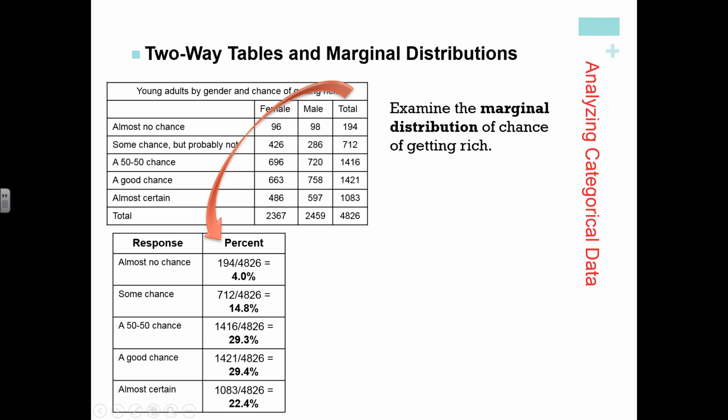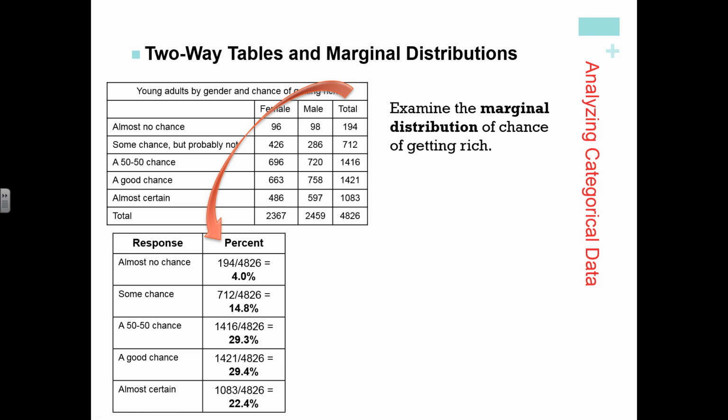For instance, our total of almost no chance of being rich is 194. That's a count. To get it to a percent, I'm going to take 194 and divide it by the grand total of 4,826. So here we see I took the 194 divided by 4,826 to get a 4% value of almost no chance of being rich. Now again, that 4% represents all males and females who felt that way.